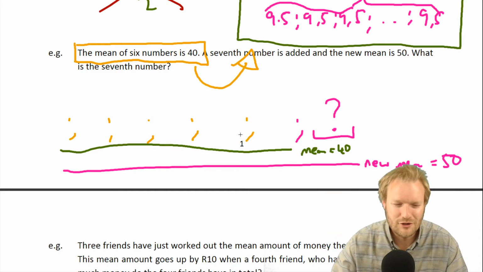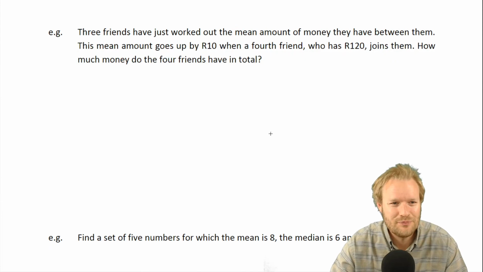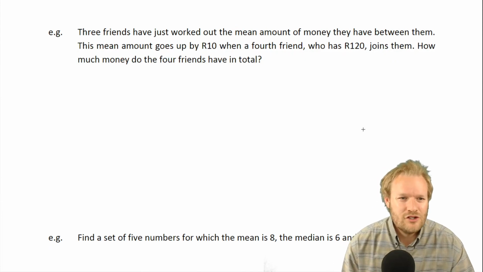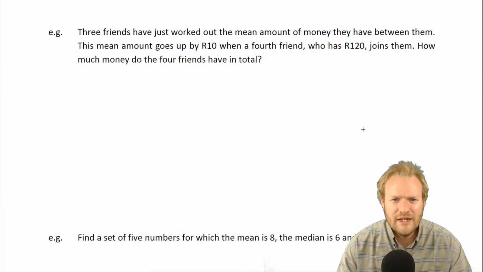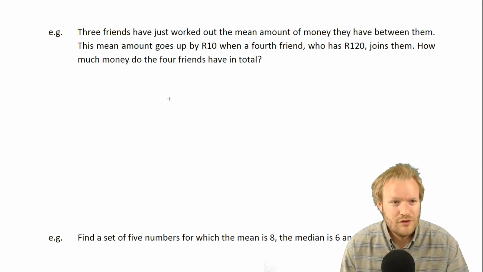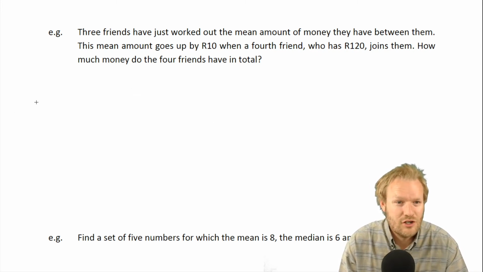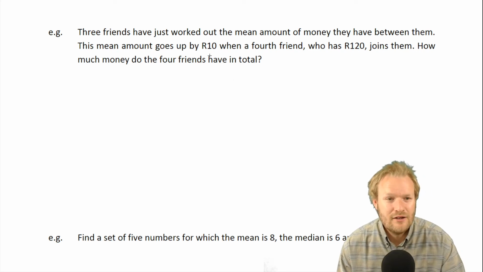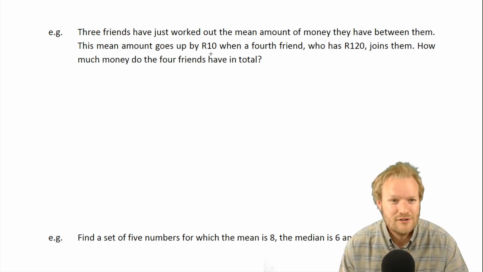No hints. We've got enough hints. Okay, next one. Three chommies have just worked out the mean amount of money they have between them. This mean amount goes up by 10 rand.